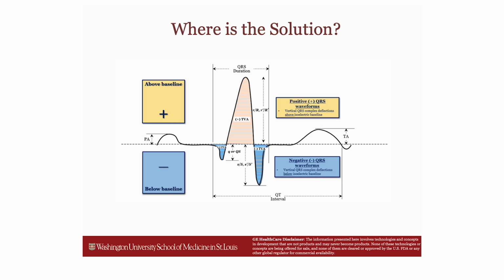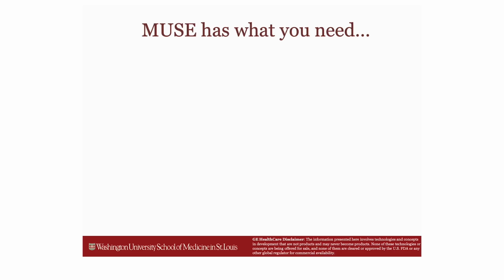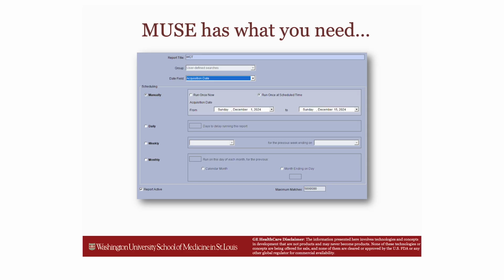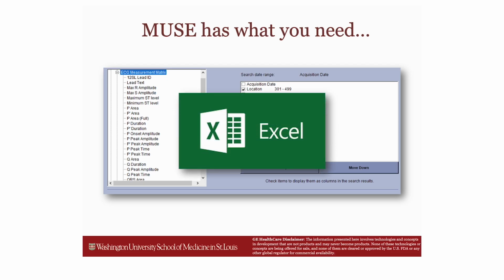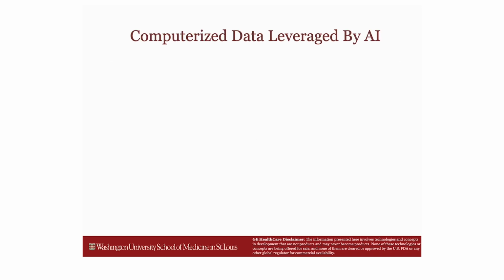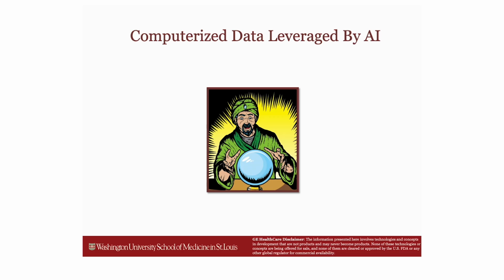Seemingly anything that you would want to have precisely measured and quantified, this system, by and large, already does. So it was also good news for me to learn as a researcher that I could access this information. All I needed to do was use the database functionality of MUSE, and I could access the ECGs that I desired, and also the measurements that I wanted. And then I could plug these measurements into a very familiar data reservoir. And then with computerized data leveraged by AI, I could simply make models.